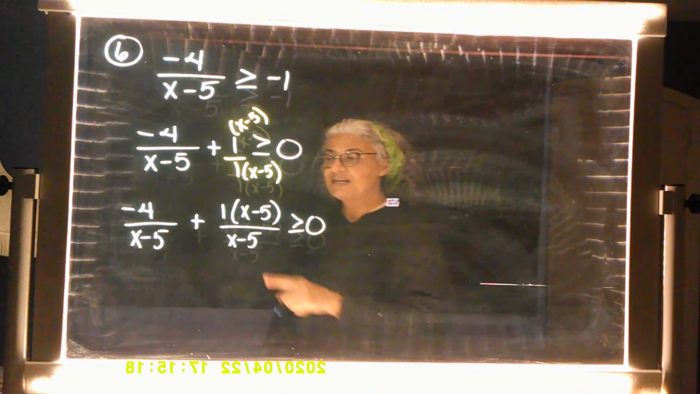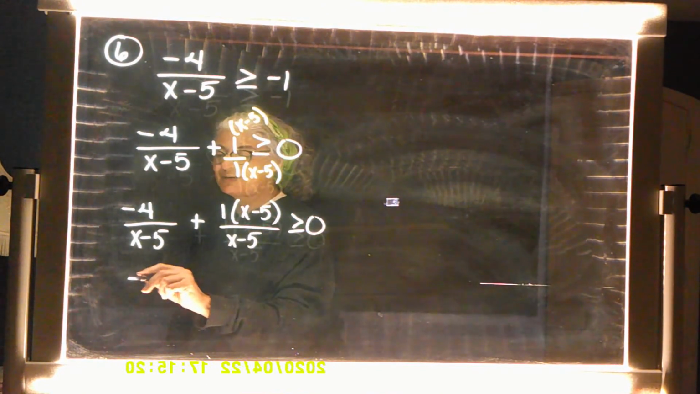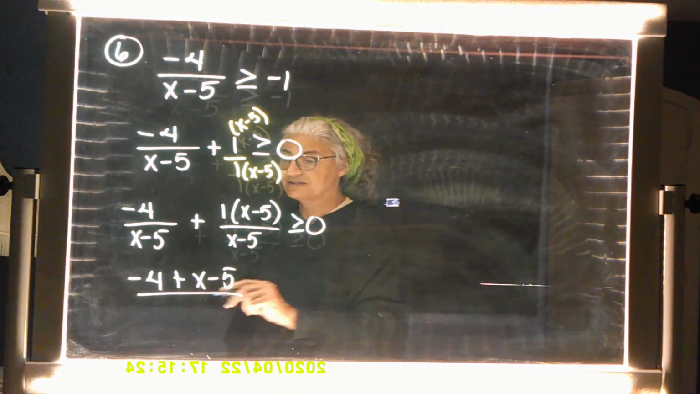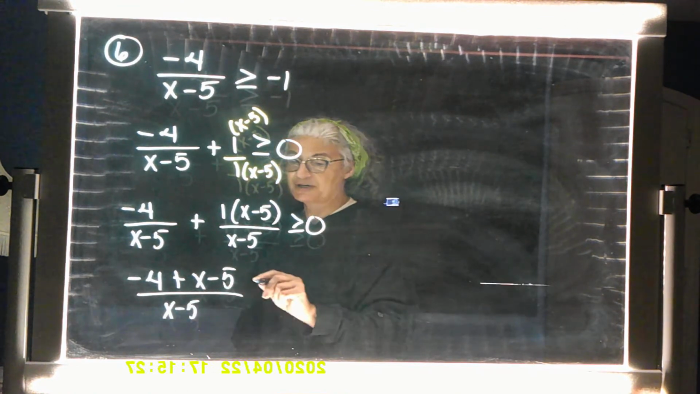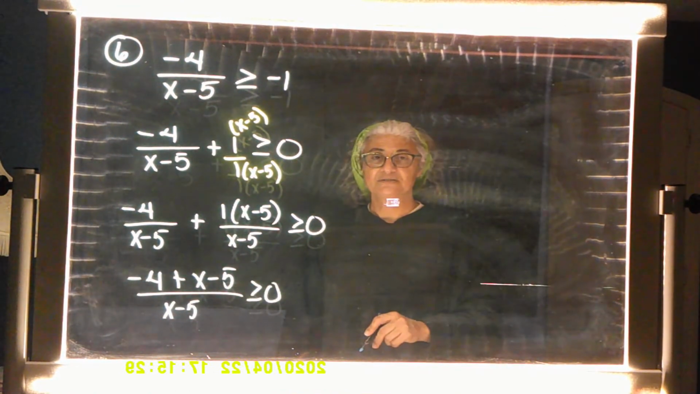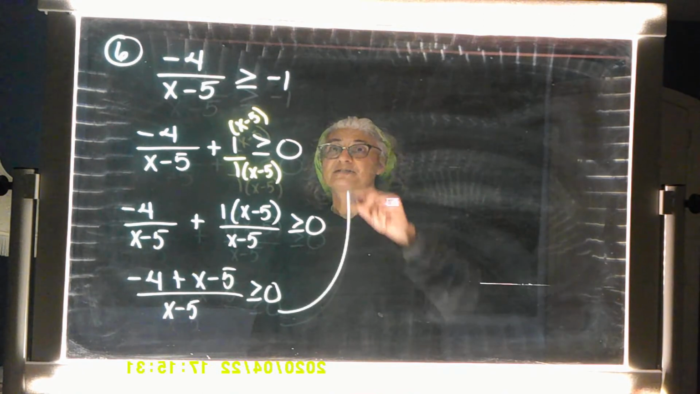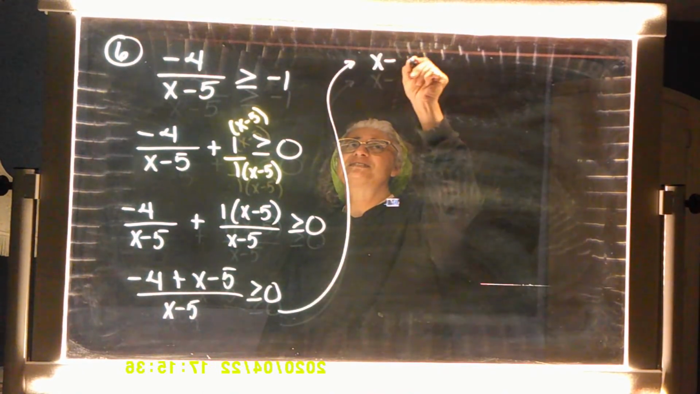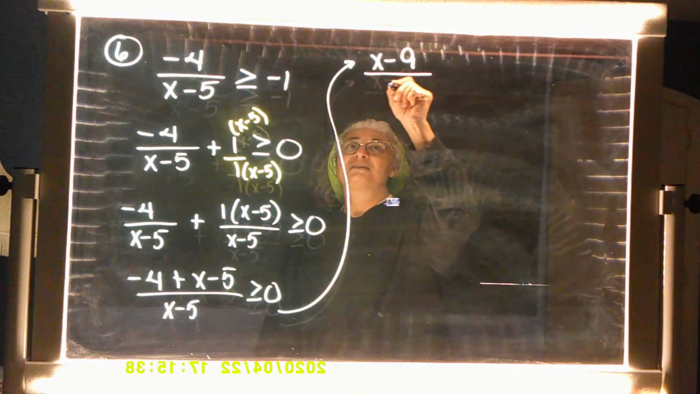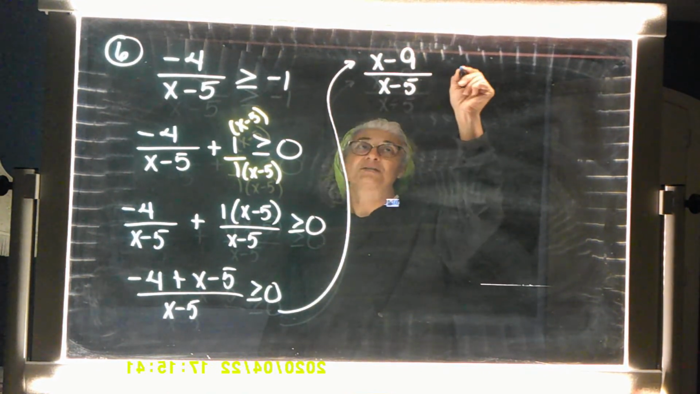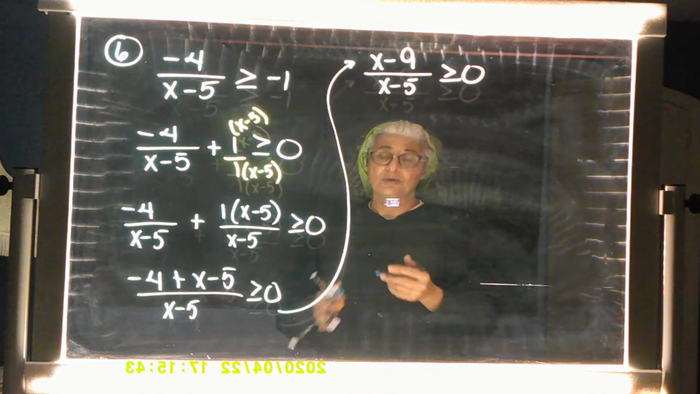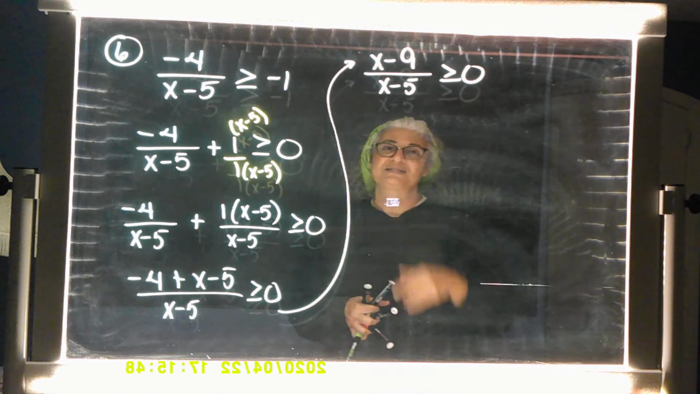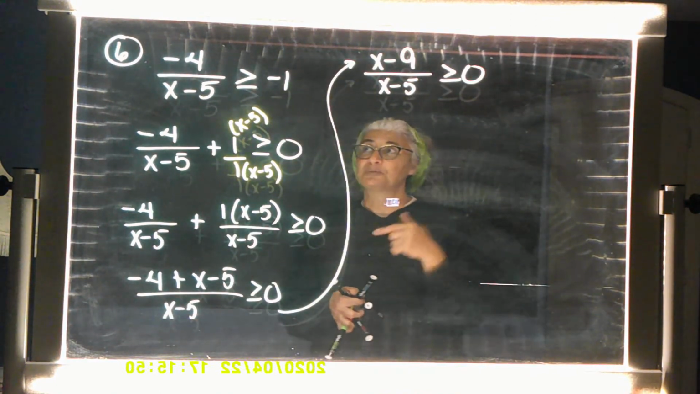Right? And that means I have negative 4 plus x minus 5 on the top, don't I? And an x minus 5 on the bottom. Agreed? All right. So, combining those like terms, it looks like I get x minus 9 on top, don't I? And x minus 5 on the bottom. This makes a very easy problem for me to work on, doesn't it? Now it becomes just as simple as that last problem we did, problem number 5.